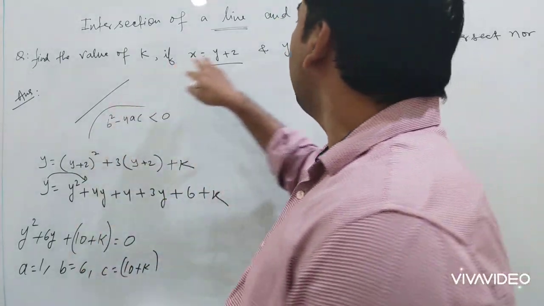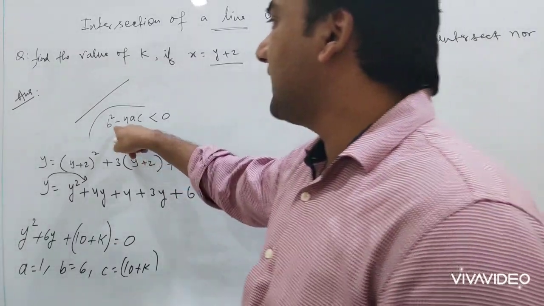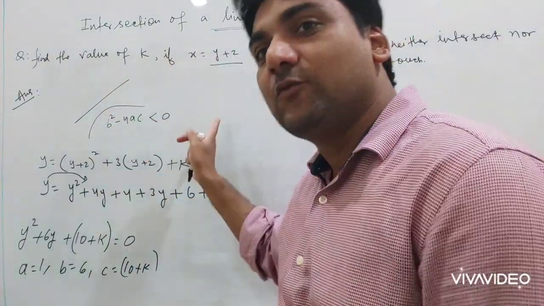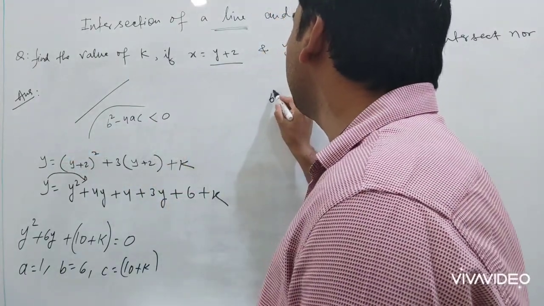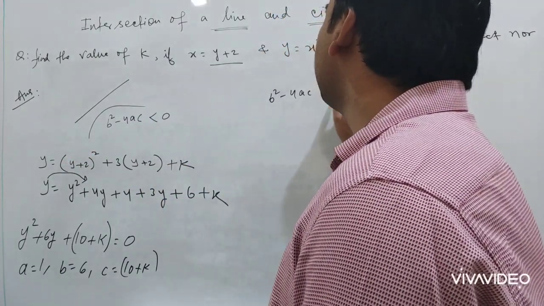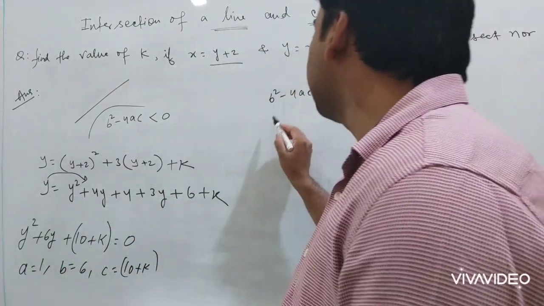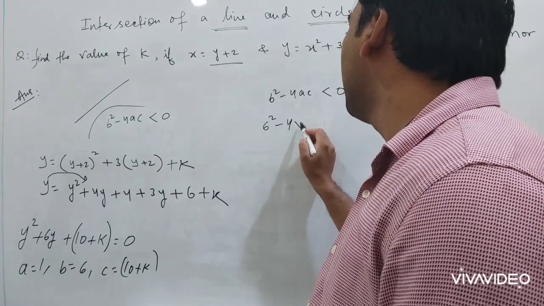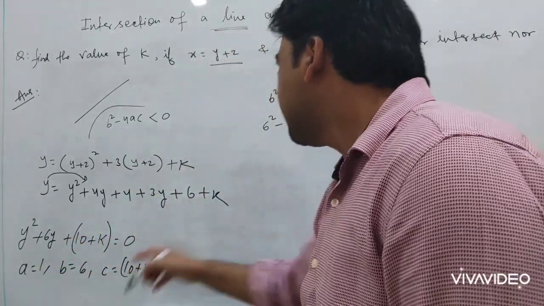Okay, now it is already mentioned in the question, neither intersect nor touch. It means we have to apply this condition according to the question. So the b square minus 4ac less than 0 concept we have to apply. Now, what is b? b we have 6. So 6 square minus 4, a is 1 and c is 10 plus k.